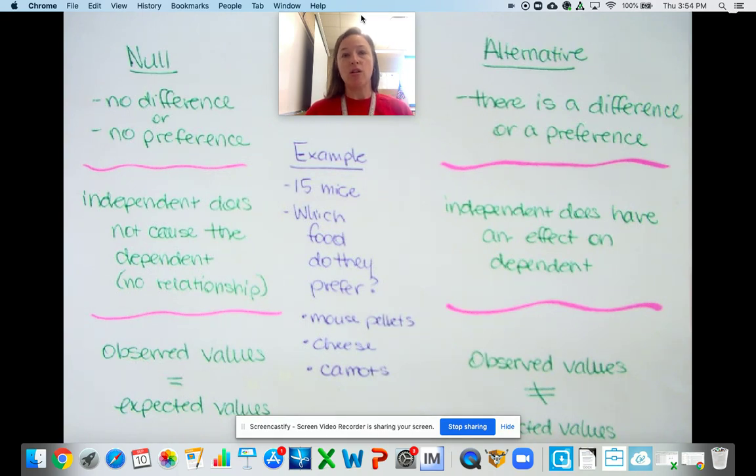And so the null hypothesis is always going to say, depending on your experiment and how it's set up, it may say there's no difference between the groups. Or if you have, like the example we're going to use with the mice and the kind of food they want, they would have no preference. So that's kind of how you would say it. There will be no difference between the groups being studied or something like that. So it's always going to be the same thing, no matter the experiment.